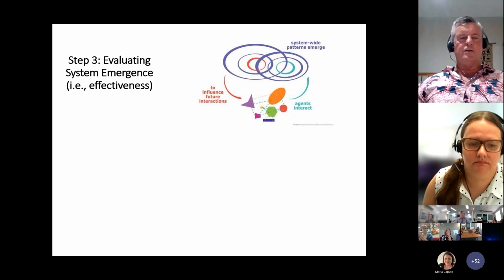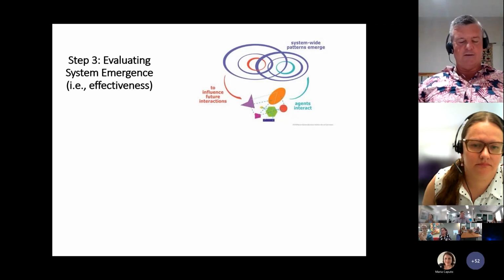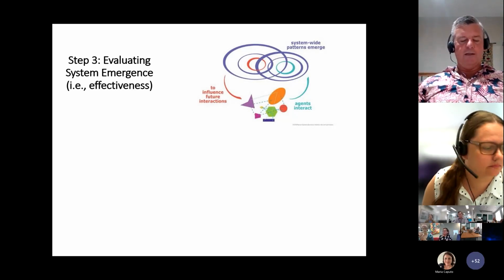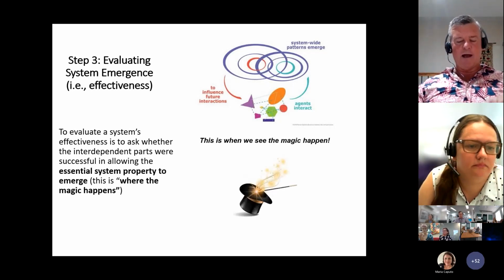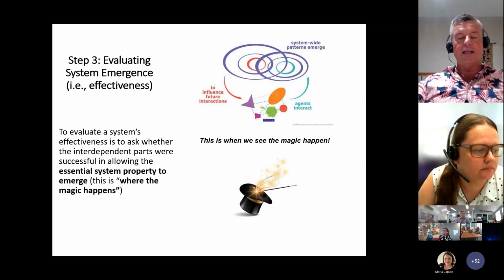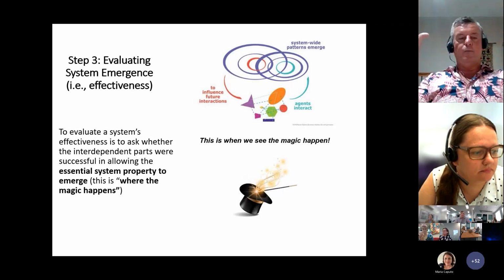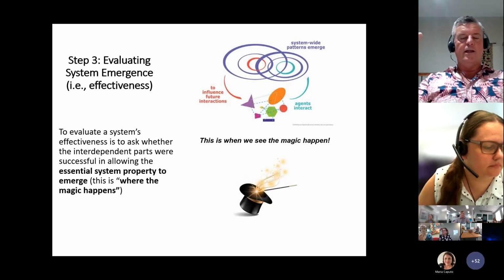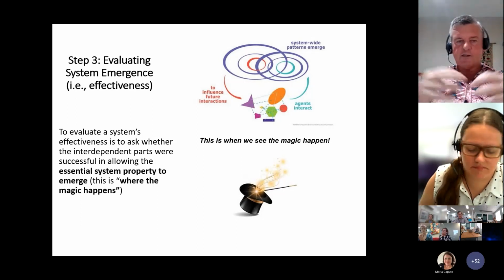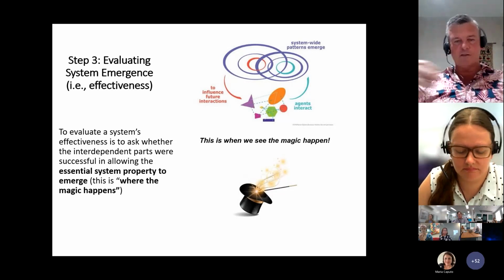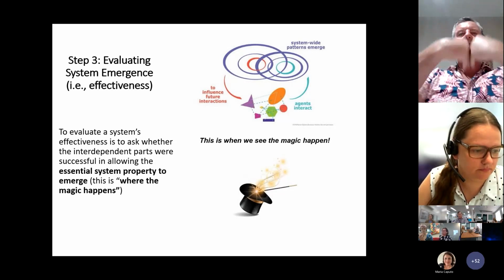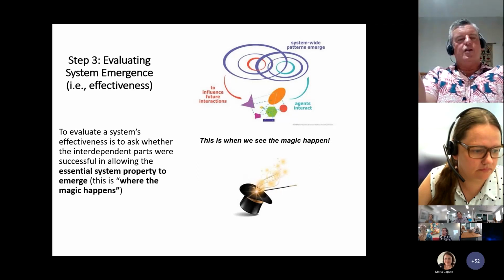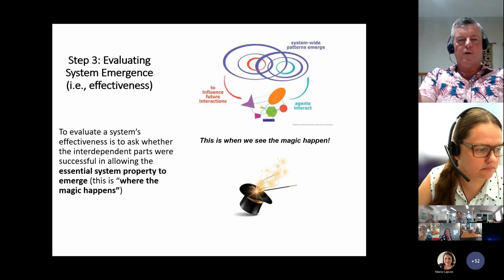Evaluating system emergence is all about its effectiveness. And the effectiveness is to ask whether the interdependent parts were successful in allowing the emergent property that you're trying to achieve. So if you think social isolation and loneliness, there's lots of programs in the system trying to solve that problem, but are they collectively allowing this notion of emergent, of the community connectedness to emerge?